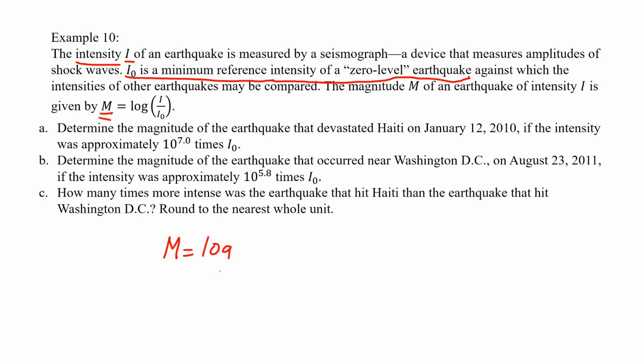So log of I right here is what they tell us is 10 to the 7.0 times this number I sub 0. And in the formula, the denominator is I sub 0. So the I sub 0's cancel, and you just end up with common log of 10 to the 7.0. And we know that the exponent you would put on 10, because this is a common log, remember the base is 10, the exponent you put on 10 to get 10 to the 7 is 7. So the magnitude of that earthquake would be 7.0.